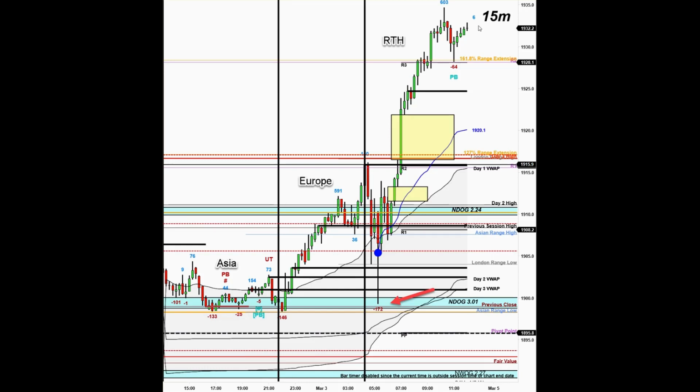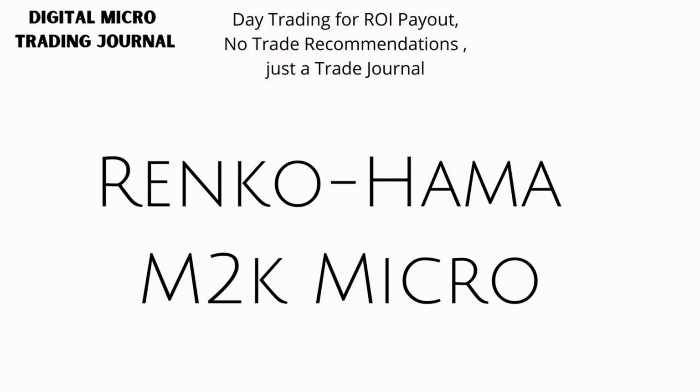A huge gap up here at 32.2 on the close of the 15-minute. And that's a good 12 handles above. And it's in this new fair value gap. Let's go to the Renko to close it out.